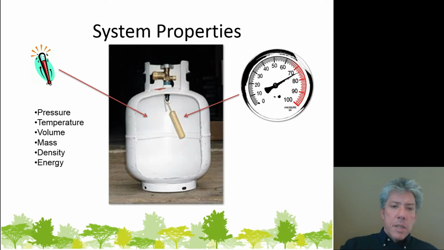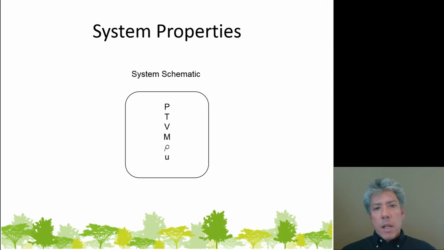Anyway, properties in a system, if we take the system to be the inside of this propane tank, we're interested in, well, how much mass is in the tank, right? If we make a schematic of that system, here's some of the variables we were interested in: pressure, temperature, volume, mass, density. We'll use the Greek letter rho that looks a lot like a lowercase p. We'll use that to indicate density, and then U is internal energy.